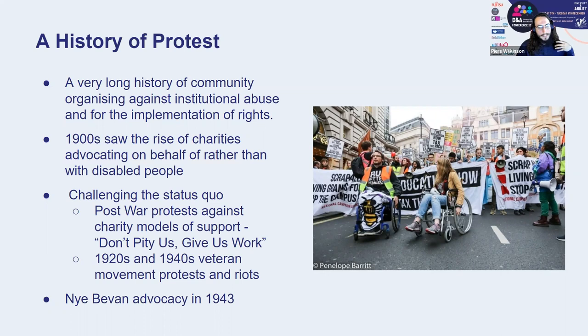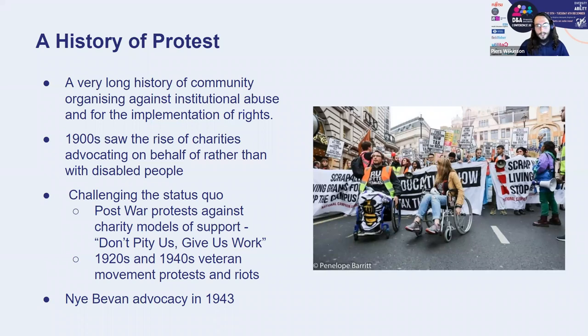But importantly, in the 1900s, as I mentioned, we saw the rise of charity. Some of them that still exist today were created by disabled people for disabled people. However, the vast majority that rose in the early 1900s advocated on behalf of disabled people. And importantly, this comes to a conflict in the post-World War I era, where we see a lot of riots and marches and protests on the first anniversary of Armistice Day.